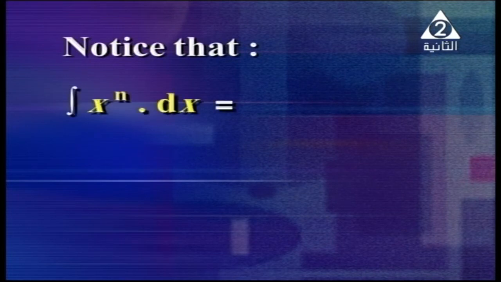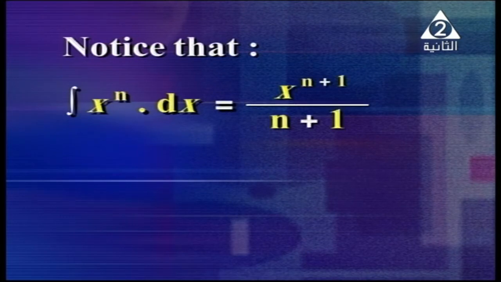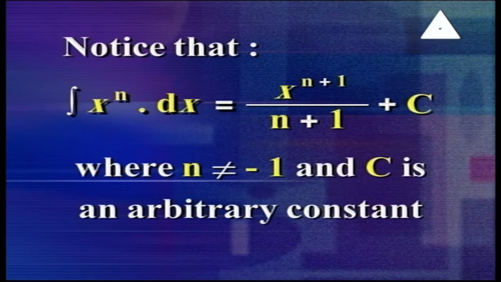Note that, dear student, integration of x power n dx equals, in this case, we add 1 to the power n and divided by the new power. Integration of x power n equals x power n plus 1 over n plus 1 plus constant integration c, where n not equals negative 1 and c is an arbitrary constant.